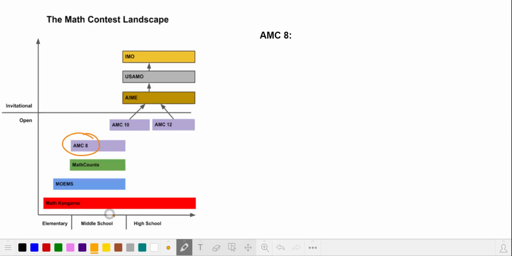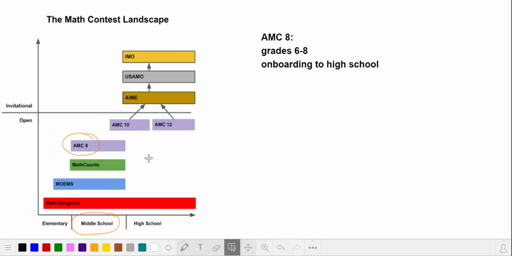The AMC 8 is a middle school level contest and was developed to ease the transition for students who have had little to no experience with math contests into high school level math contest participation. Most importantly, there is no advancement from the AMC 8 to further higher levels of achievement.